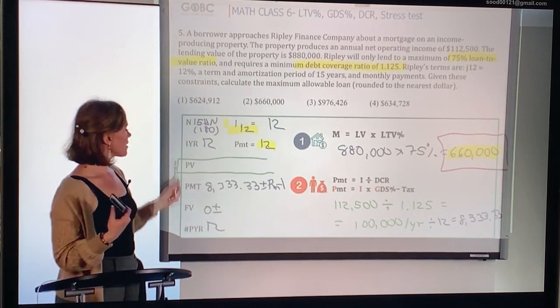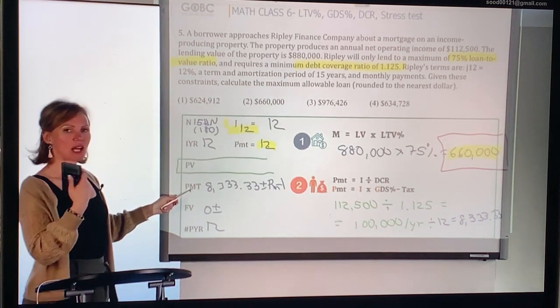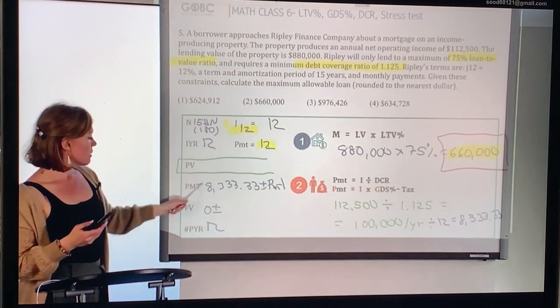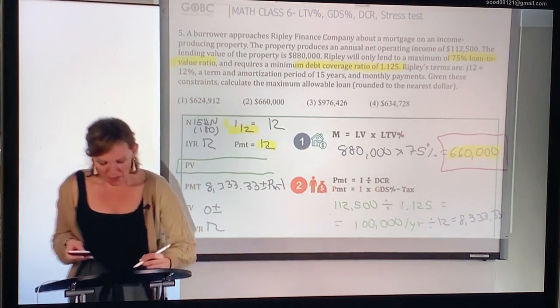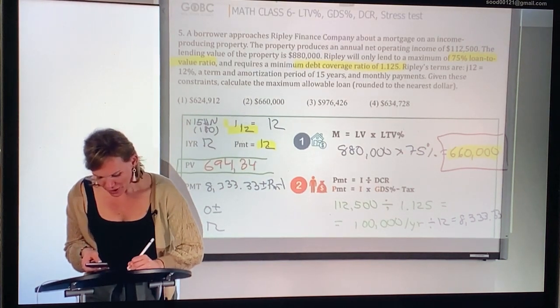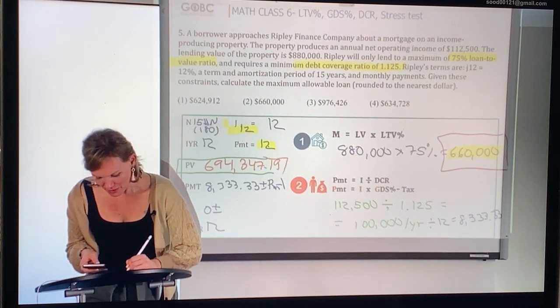IYR, I'll put 12 IYR. PV, I'm skipping. Payment already plugged it in. But if you haven't, there's your chance to put it in. 0 plus/minus future value. Plug them all in, then press your PV, okay? My present value came up to 694,347.19. Okay, this is what I got.